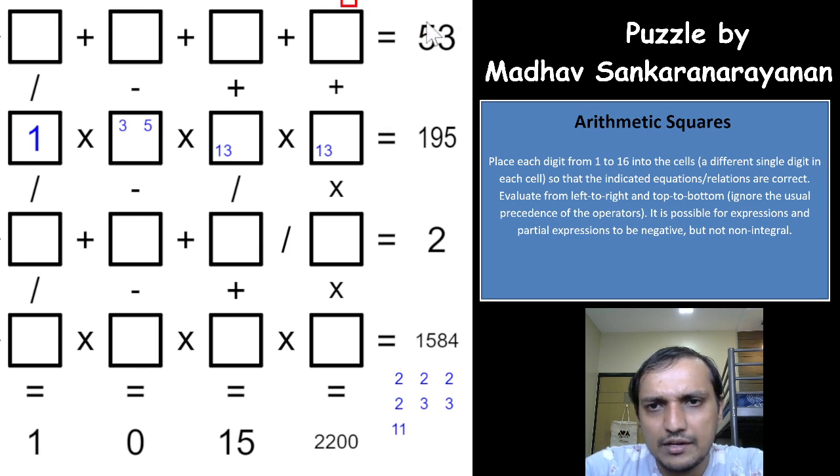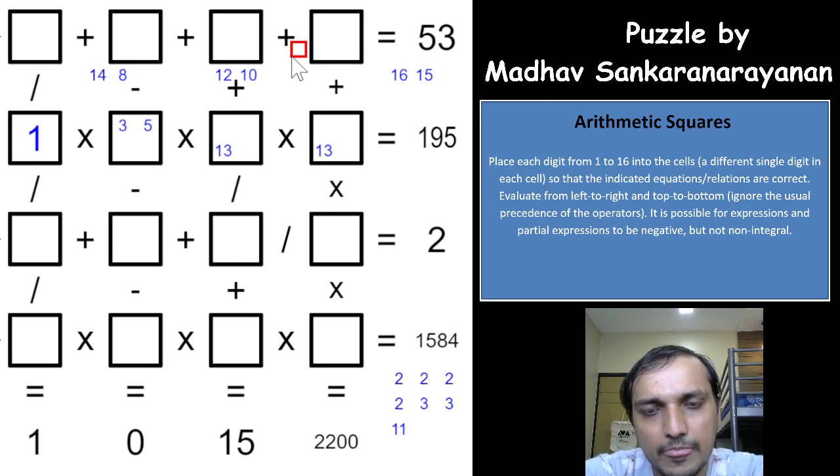14 and 8. So I'll write here for 53 it is either 16 and 15 for sure, and for this either it is 14 and 8 or 12 and 10. These are the 4 digits that would have to be used. 16 and 15 is for sure, with either 12 and 10 or 14 and 8. Okay, so let's see what happens here.